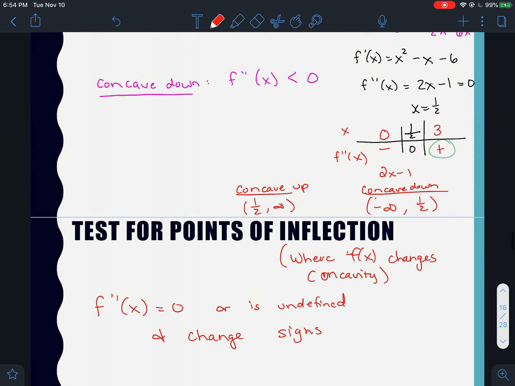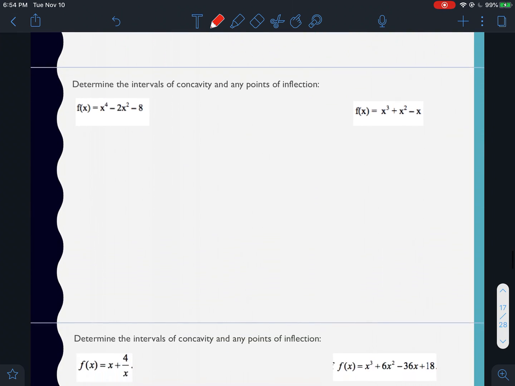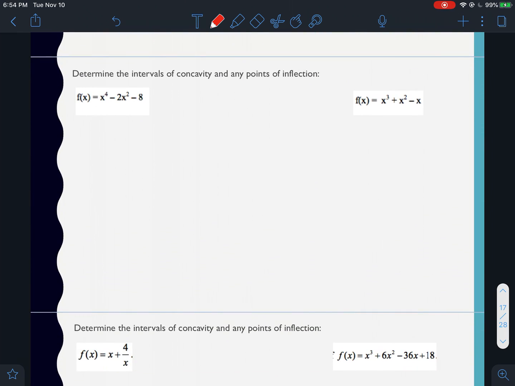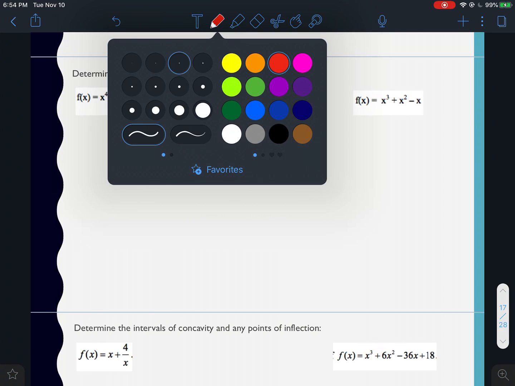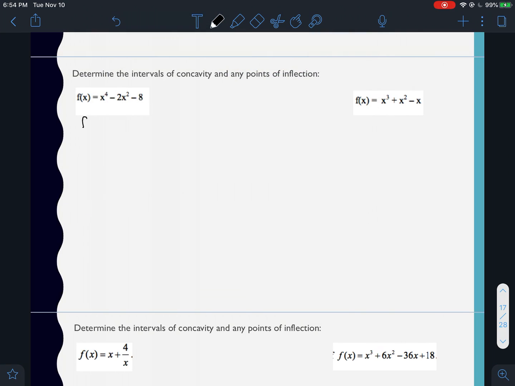So to test for a point of inflection, you have to figure out where the second derivative is 0 and changes sign. If we go back up to our previous problem, the second derivative is equal to 0 at 1/2, and it changed signs because it went from negative to positive. So when x equals 1/2, you have a point of inflection because the second derivative was equal to 0 and it changed signs.